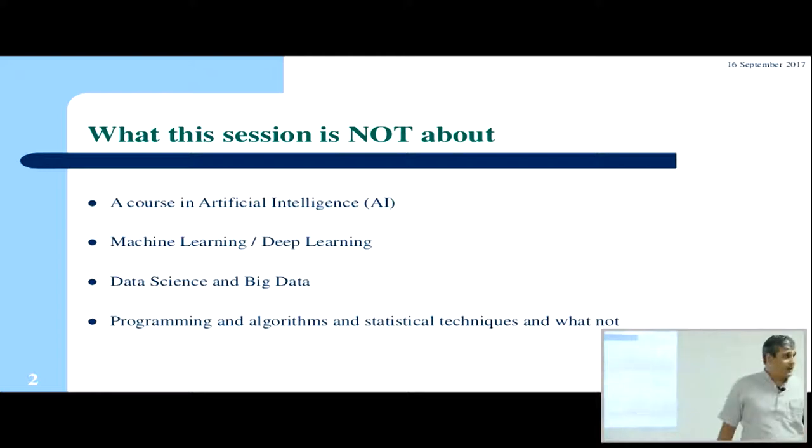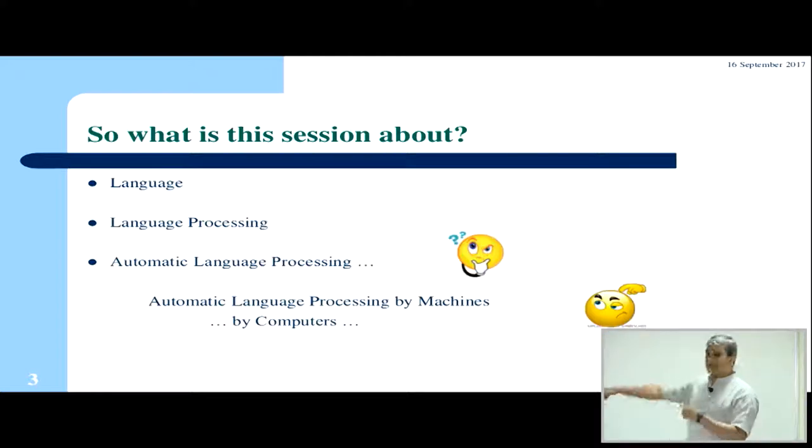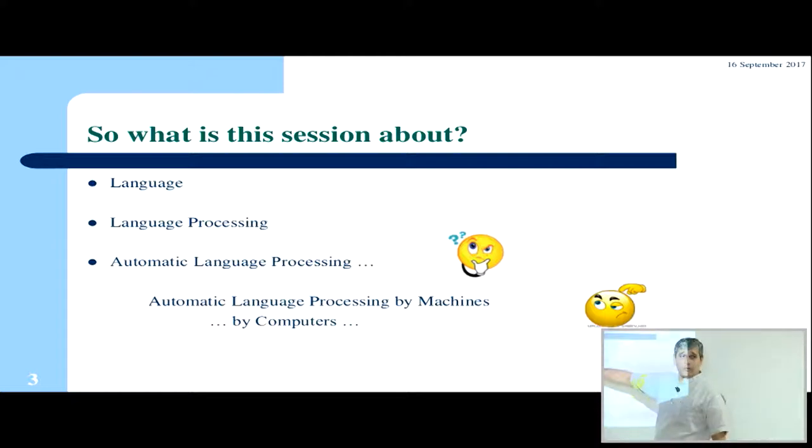So what is this session about? It's about language, pure language, nothing but language. All of us know what language is, right? Yes or no? I guess so. So what is it, by the way? What is language? It's a medium of communication, yes, but that's not enough. We'll need to add something to that.